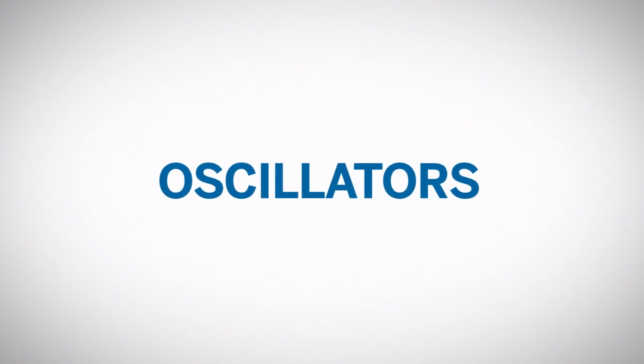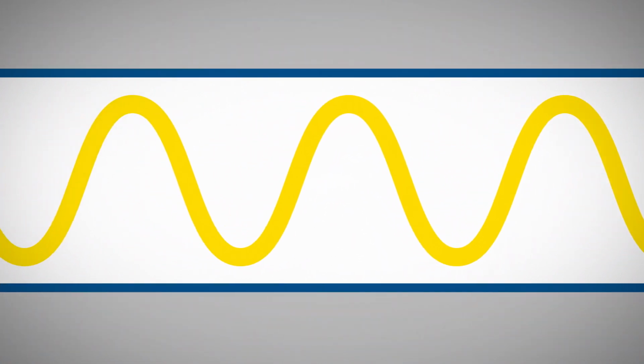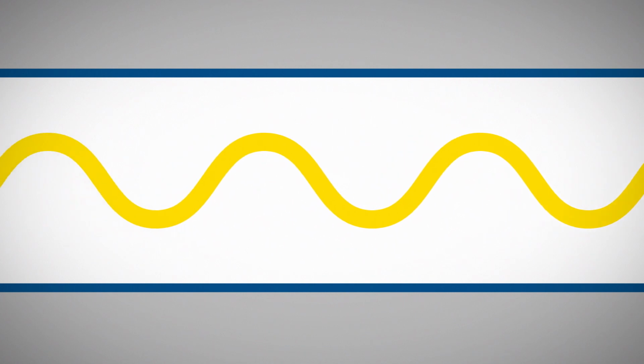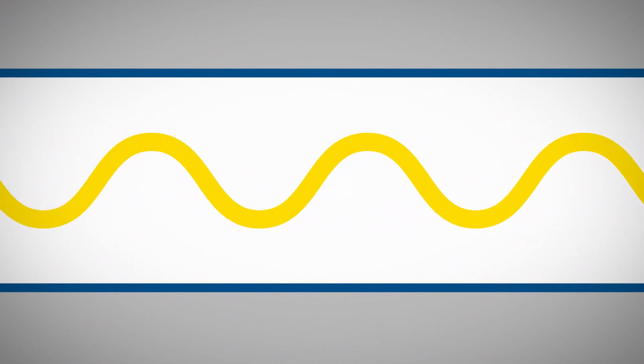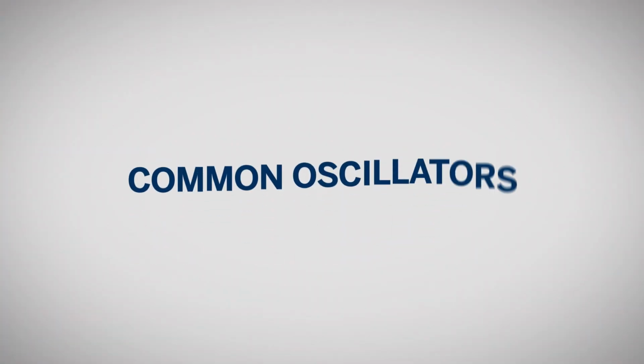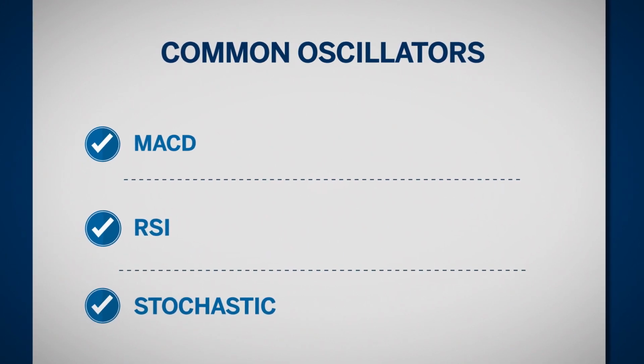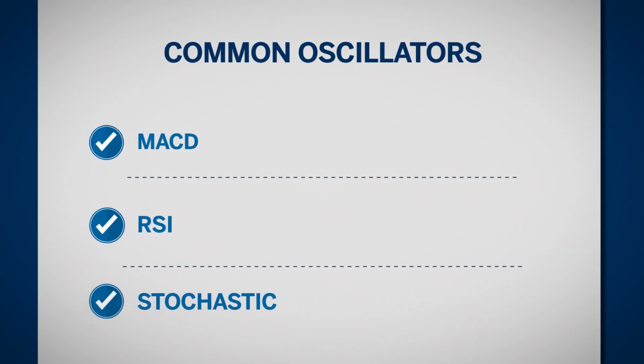Oscillators are a group of technical indicators that attempt to indicate the strength of a trend and if a market is overbought or oversold. It is called an oscillator because it moves within an upper and lower boundary. No matter how far the market moves, up or down, the indicator will never move above or below its set range. Common oscillator indicators include the MACD, RSI, and Stochastic, but there are other variations available.